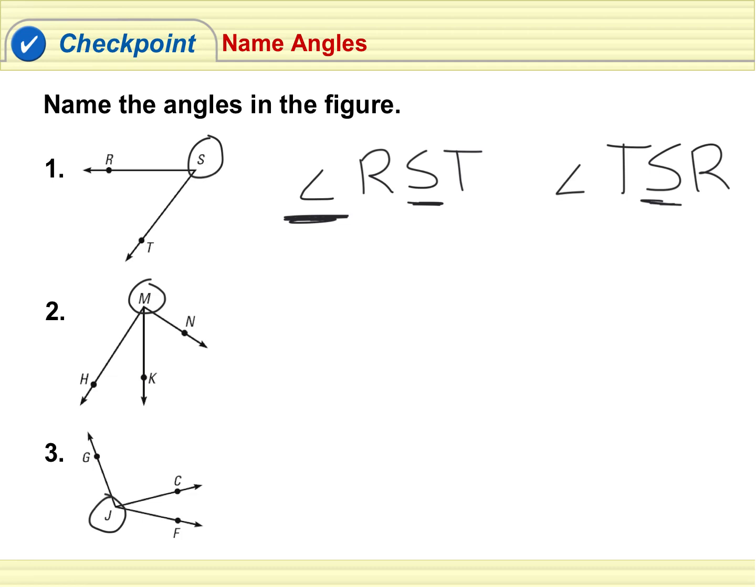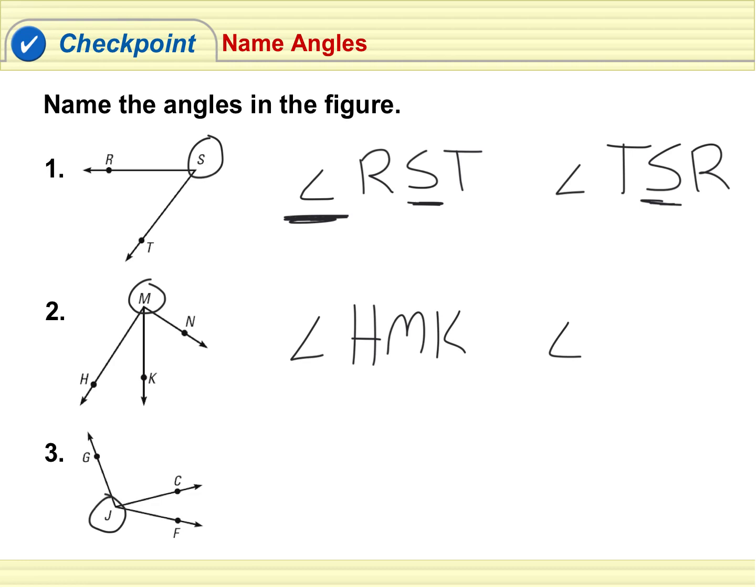Number 2, how many different angles are there? 3. Why are there 3? Where do you see 3? H, M, N, K, M, H, K, M, N. Good. You have the 2 middle angles here that split it, and then you have that big angle. Can you name me one? So start with one of the angles, and then go to your vertex. M, K. Good. H, M, K.